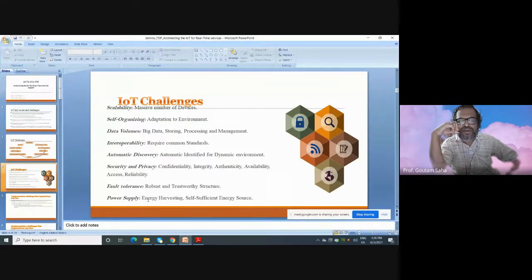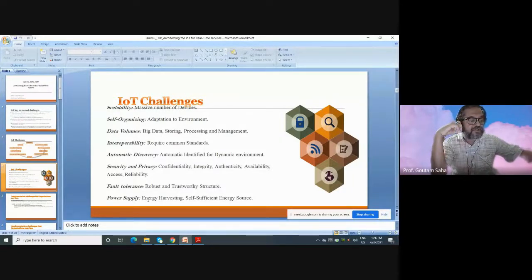There are two types of interoperability. Interoperability means heterogeneity. There are two types of heterogeneity. One is data heterogeneity, and one is network heterogeneity. Network heterogeneity means, a common example: I am working with the GSM system, and another phone is working with the CDMA system.